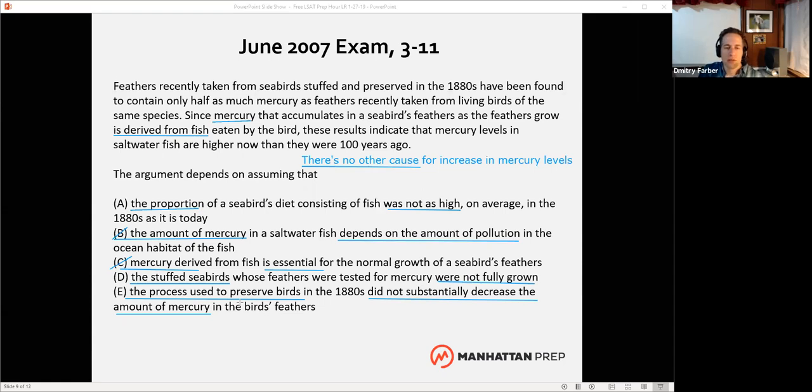So if A is true, would that strengthen or weaken the author's argument? Does that support the argument or go against it? In other words, if we knew that birds were just eating more fish now, and so presumably that was loading them up with mercury, would that support or go against the argument that the fish are higher in mercury individually, that the levels in fish are higher? It would weaken the argument. So does that make a good answer or a bad one?